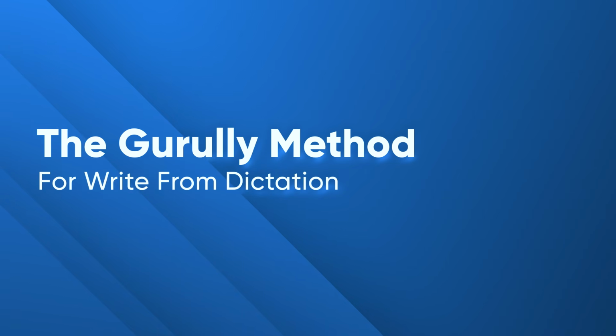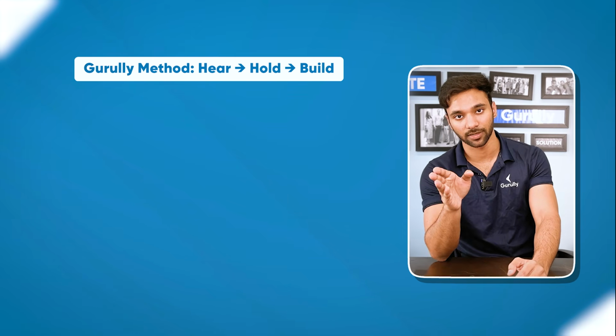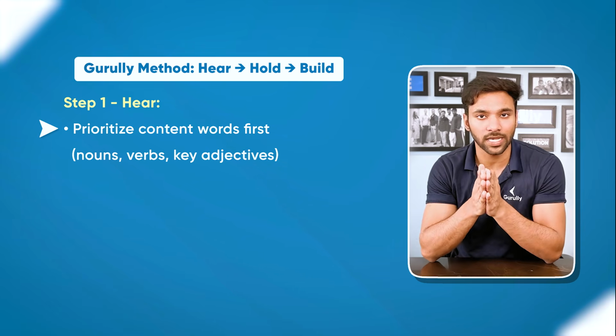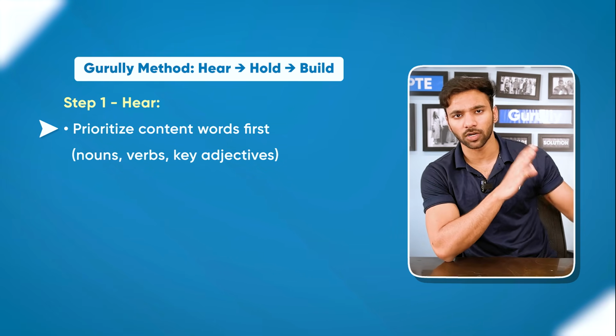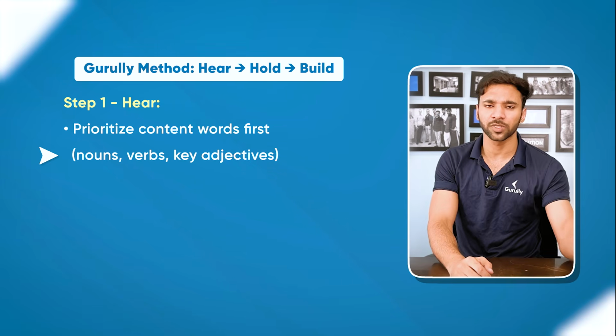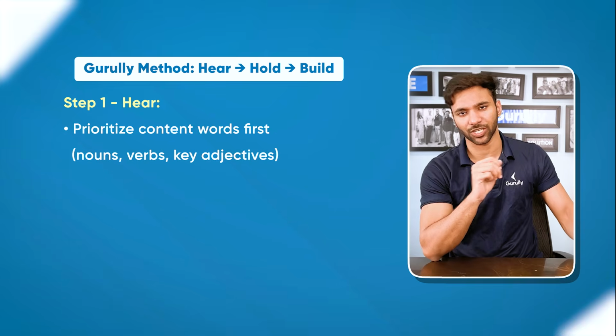The Gurully method. I want you to think of write from dictation like this: hear, hold and build. Step 1. Hear. Focus on the core. As soon as the audio plays, don't chase every small word first. Instead, lock onto content words, nouns, verbs, key adjectives because they carry the meaning and are easier to catch.